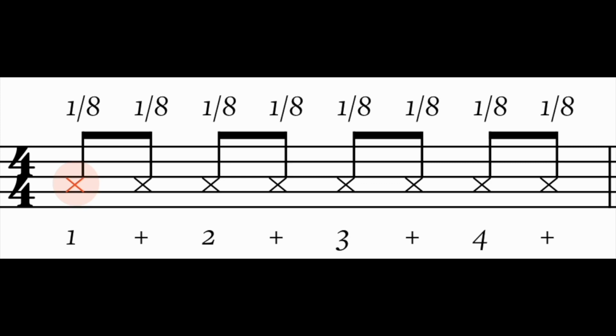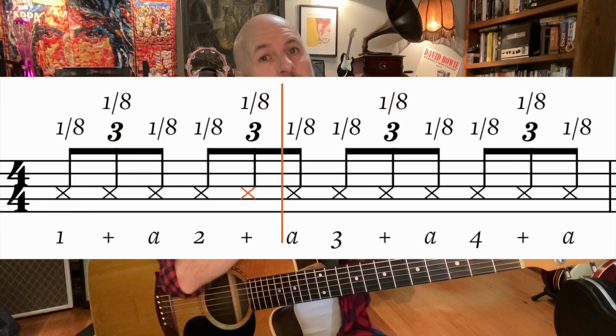Alright, let's move on to triplets. Triplets are a simple idea. We just squish 3 notes in the space where there's only supposed to be 2. Standard 8th notes, 1 and 2 and 3. We just change that to 1 and a, 2 and a, 3 and a. So they're the simple triplets.